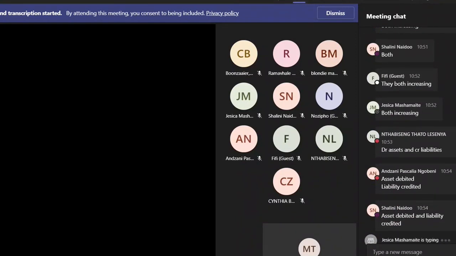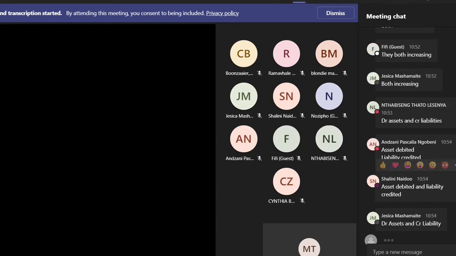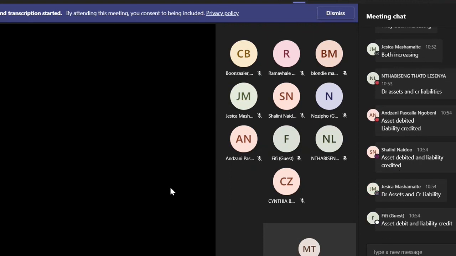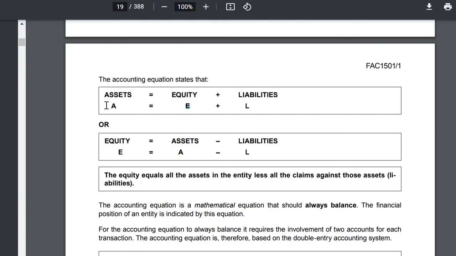So overall, everybody's saying asset, debit, liability, credit. Well done, I'm impressed. Yes, asset is increasing, you debit. Liabilities increasing, you credit. Well done. And how are you going to apply your accounting equation now? Remember, the trick is to make sure your equation balances.